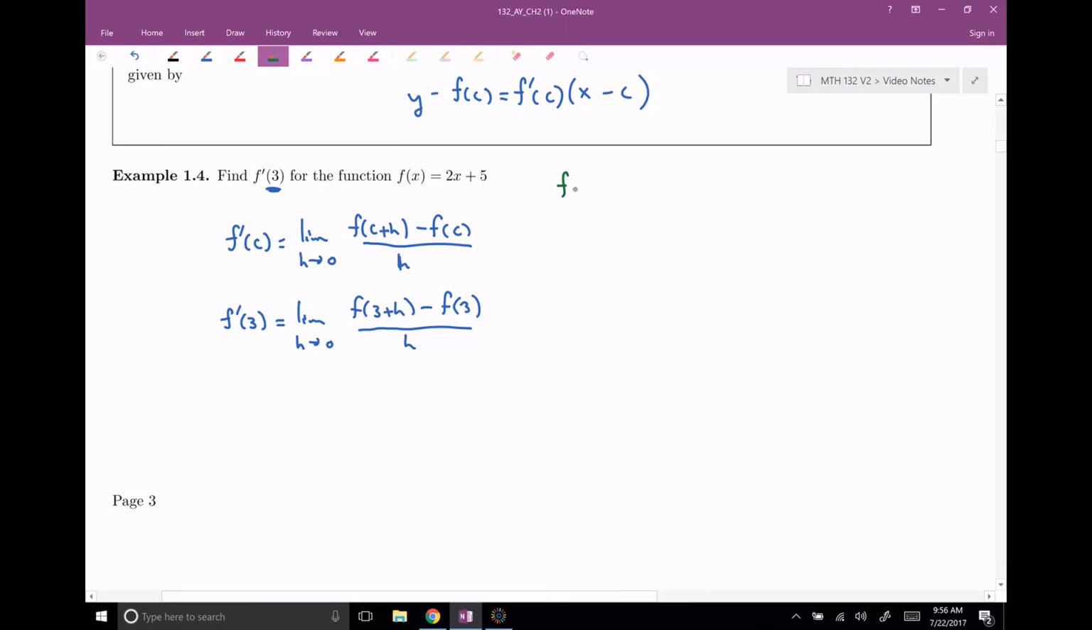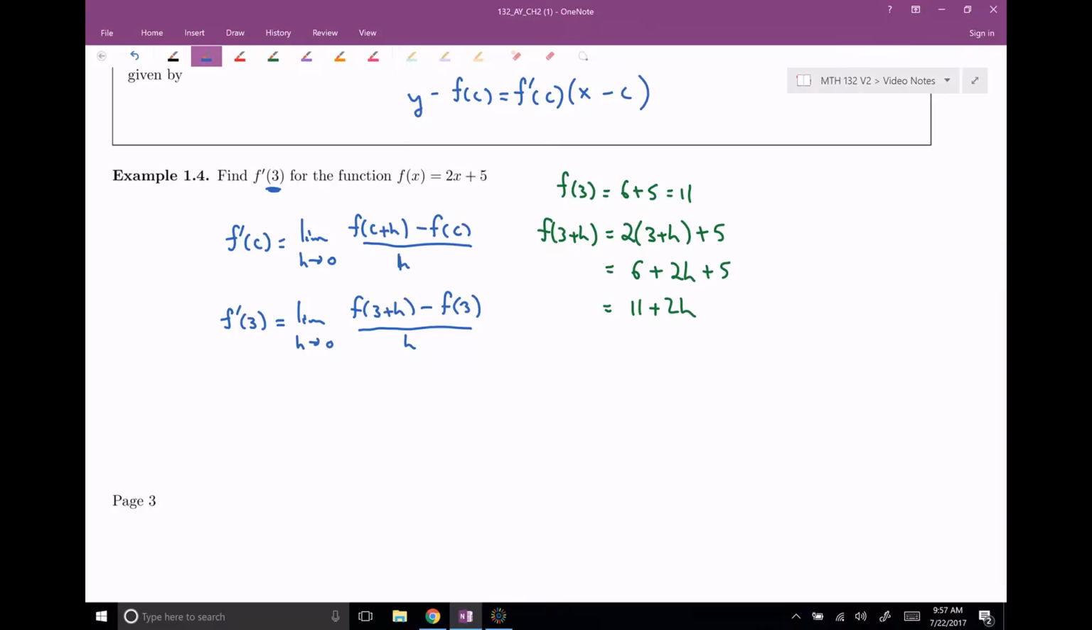So, okay, f of 3 is not so bad. f of 3 is equal to, well, you just plug in a 3 everywhere you see an x. So this is going to be 6 plus 5 equals 11. And then f of 3 plus h, this is a little bit nastier, but I'm plugging in a 3 plus h everywhere I see an x. So this is going to be 2 times 3 plus h, plus 5. And so let me take one more line here to simplify this down. So this is going to be 6 plus 2h plus 5. Actually, even one more. 11 plus 2h, combining like terms.